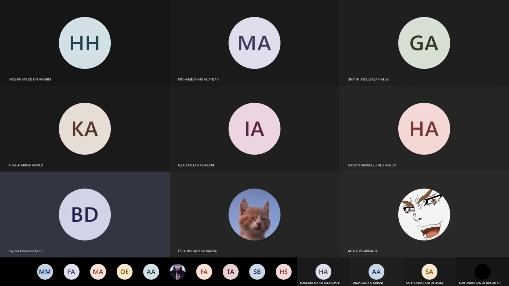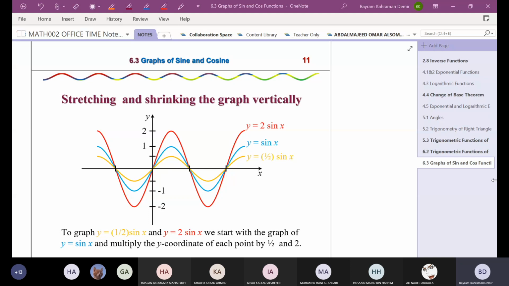Okay, Bismillah. Let's continue from this page. Last time we started, we were just talking about the vertical stretching and shrinking of the graph.